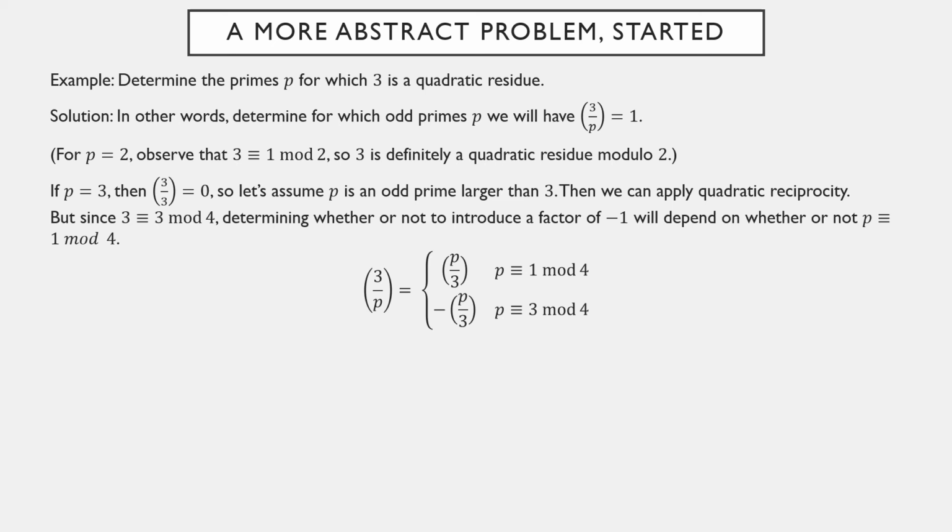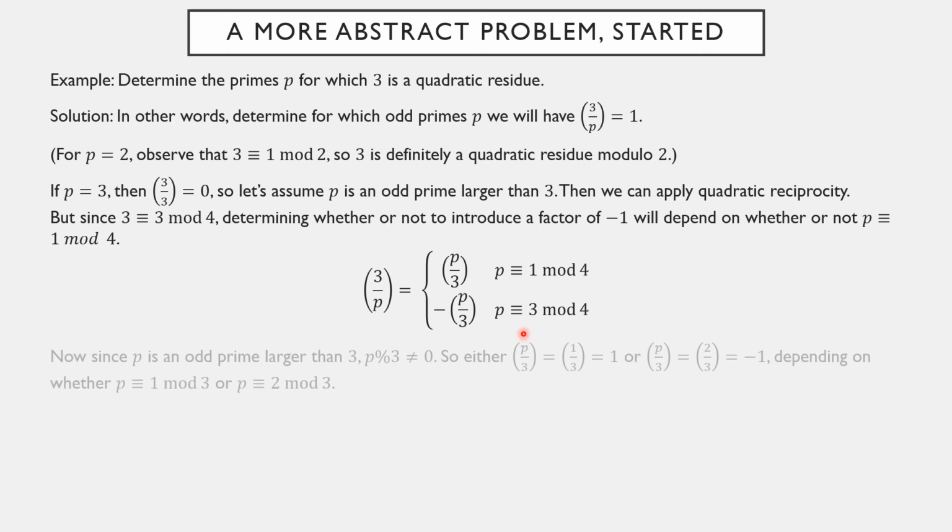We have, however, this: I can flip it for free if p is equivalent to 1 mod 4, but when I flip it, I have to introduce an extra factor of minus 1 if p is equivalent to 3 mod 4. Because 3 is definitely equivalent to 3 mod 4, the question of whether both are just boils down to whether p is equivalent to 3 mod 4.